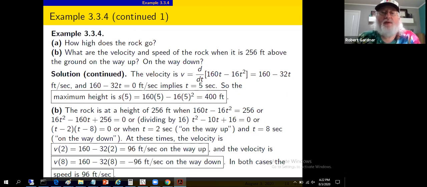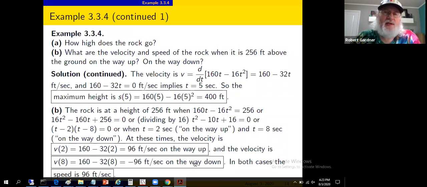Let's find, they wanted the velocity and the speed at those times. Okay, velocity, v of 2, velocity at time 2 when it's going up. We've got the velocity function, 160 minus 32t. We'll plug in t equals 2, do the arithmetic, and we get 96 feet per second, so that's velocity when it's going up. When it's going down, we'll plug in 8. 160 minus 32 times 8, we get negative 96 feet per second on the way down.